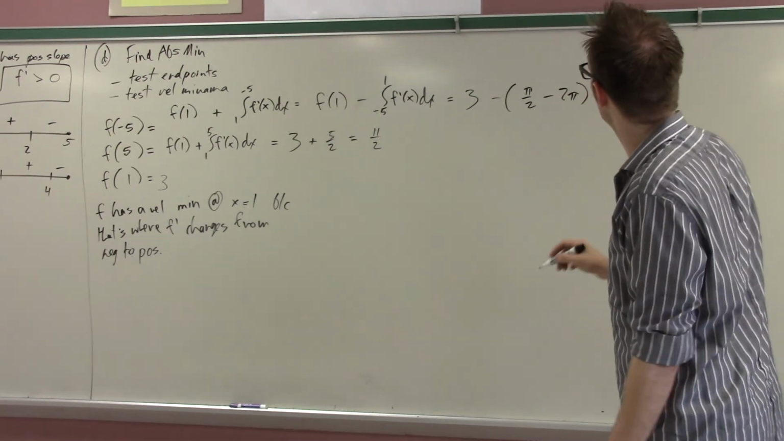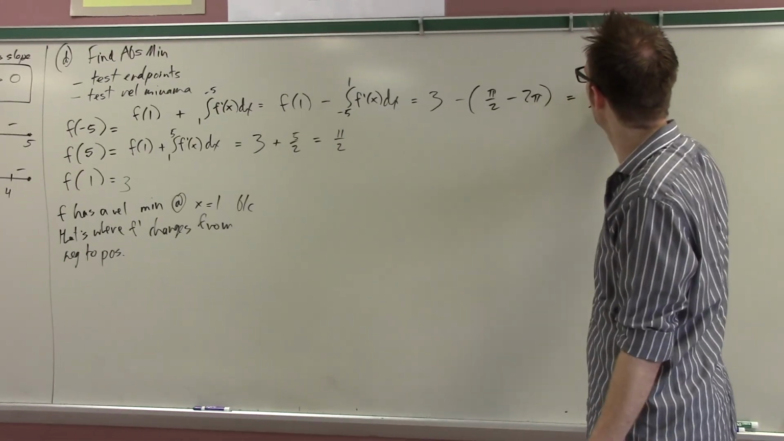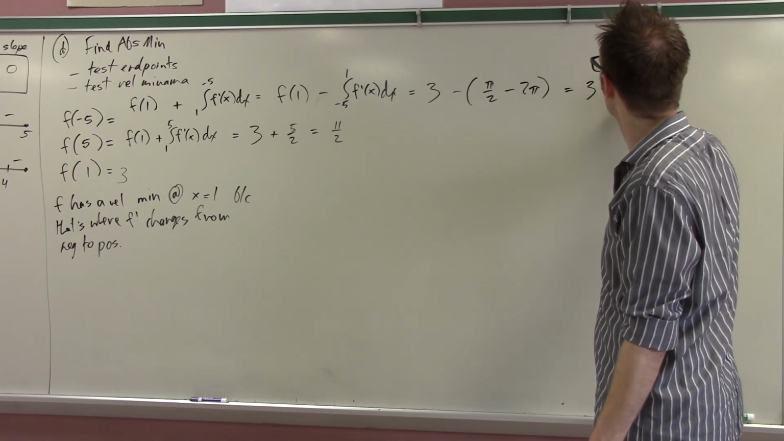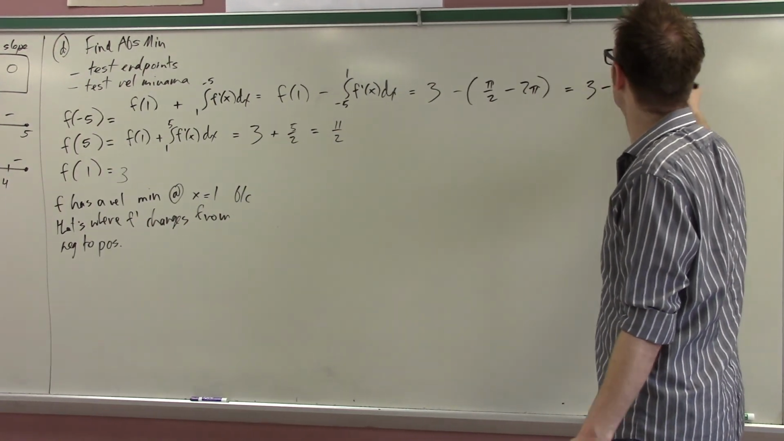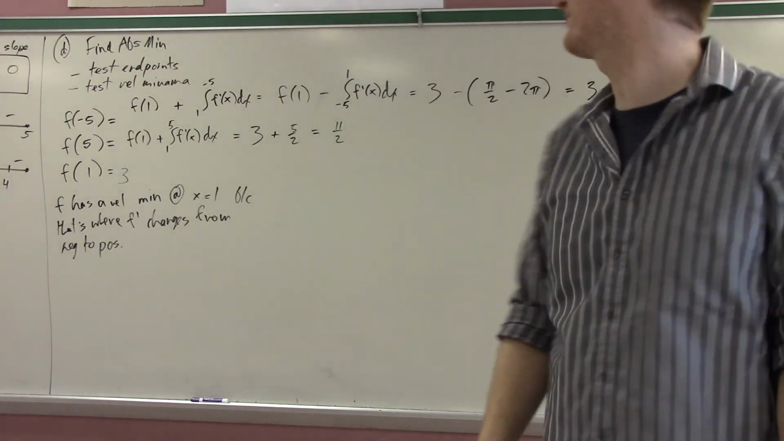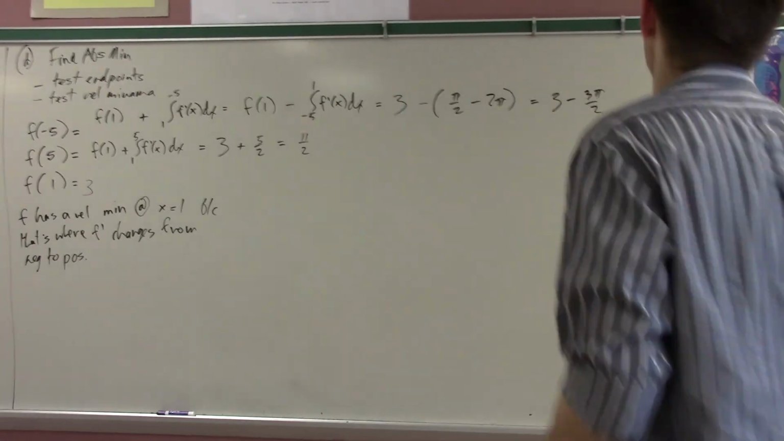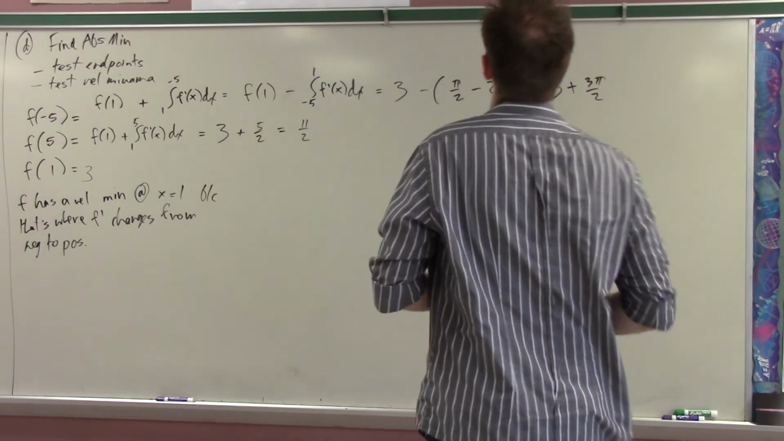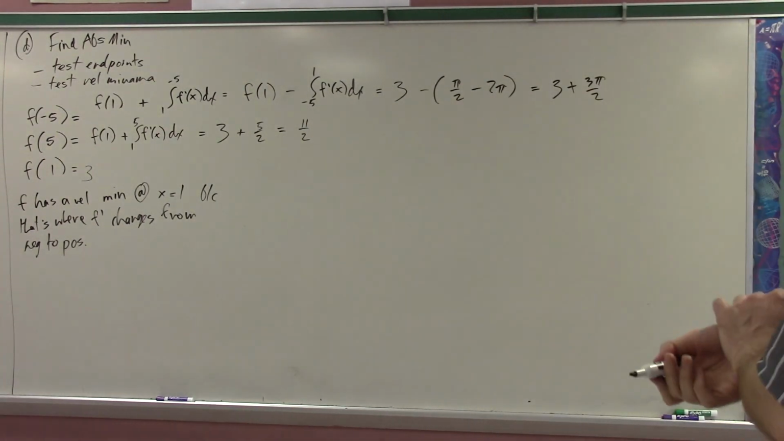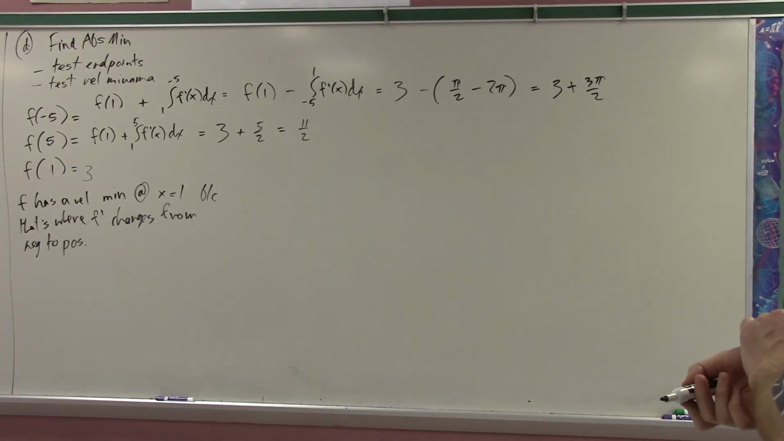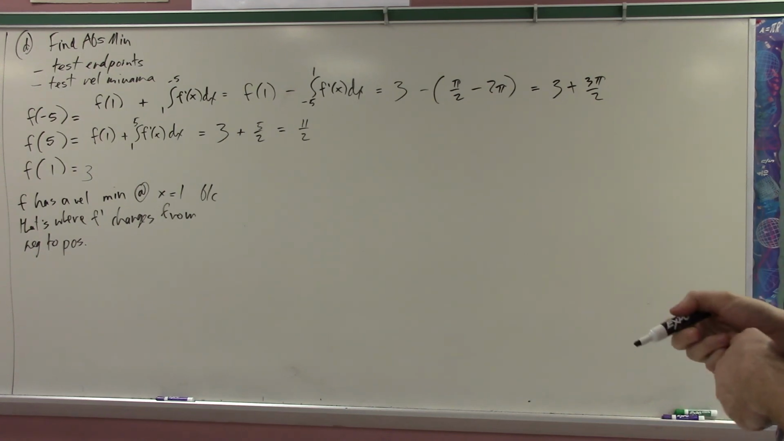So this is going to be just 3 minus 3 pi over 2, which is something less than... Oh yeah. Oops. Yeah. Minus negative 3 pi over 2, so plus 3 pi over 2. It's plus a positive or minus a negative, which is still greater.